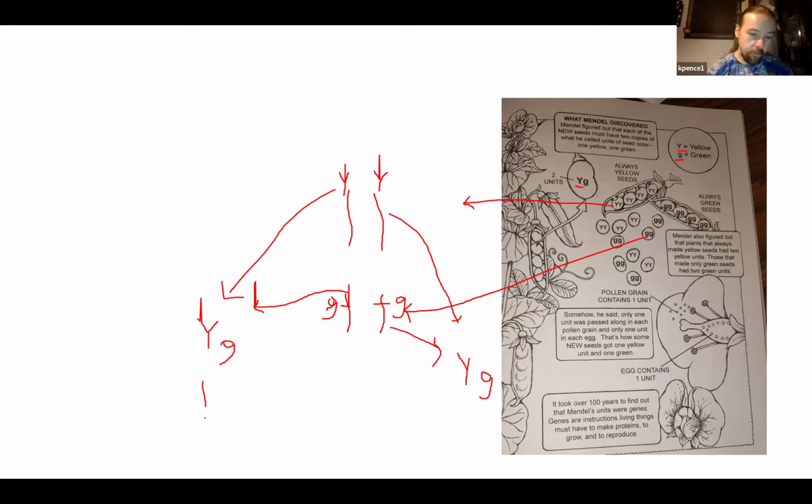So if you were to look at the chromosomes, now you have one that's Y on the chromosome in the DNA. And then over here, this individual would have a G chromosome. So that would be what's inside the cell. And again, since this individual got a Y, that means that individual is going to be yellow. Same thing over here. This individual got a Y. That means that individual is yellow.